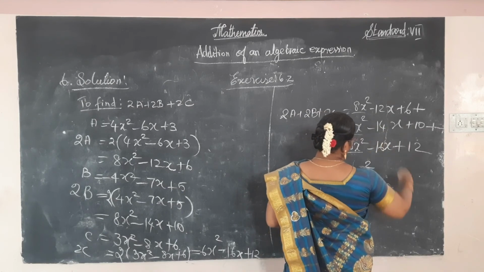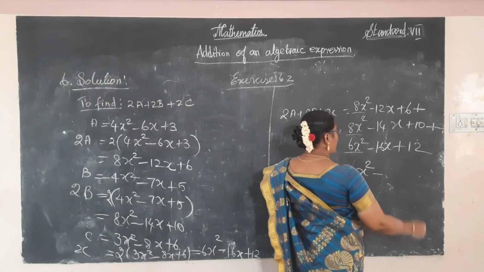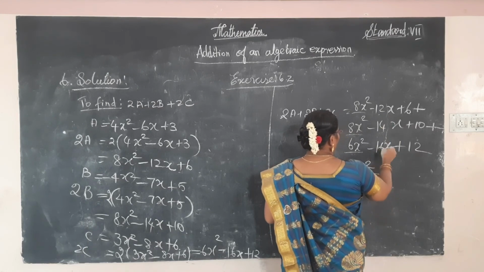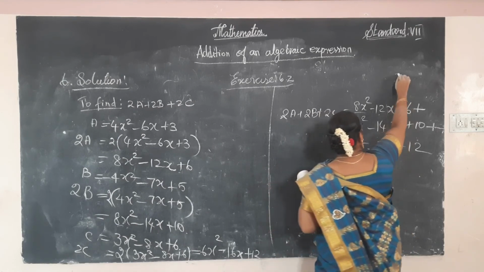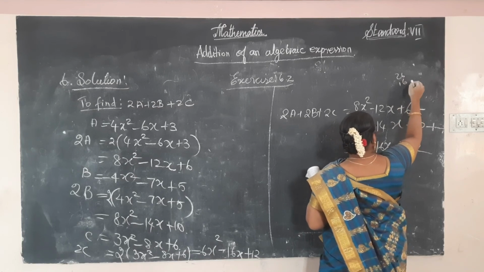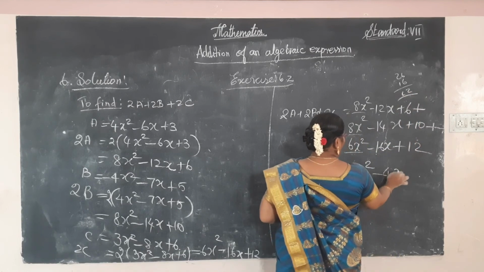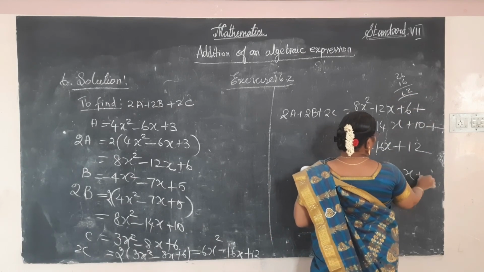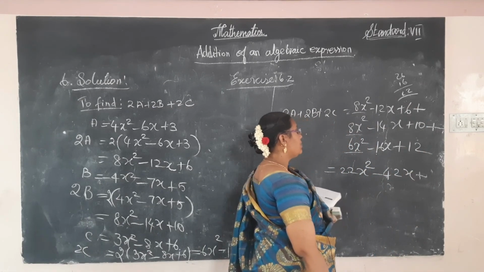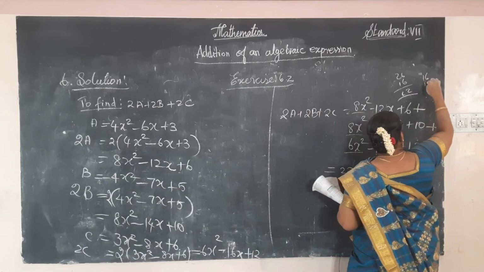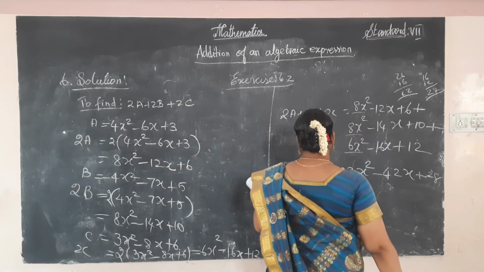And next add these like terms. All the terms have the negative sign, so add and put the same sign. So 12 plus 14 is 26, plus 16, so 42x. Add the constant terms, all in positive. So 6 plus 10 is 16, 16 plus 12 is 28. So the answer for this problem.